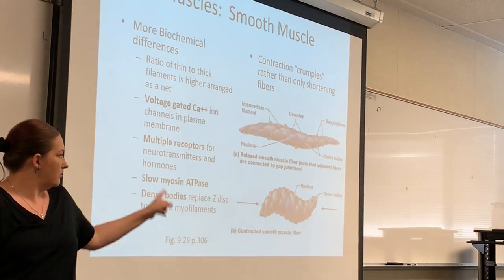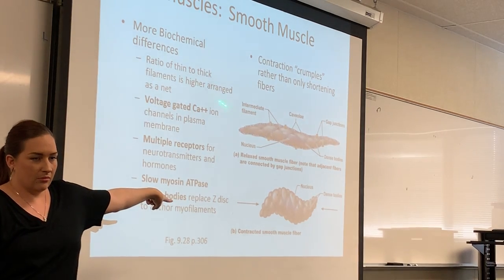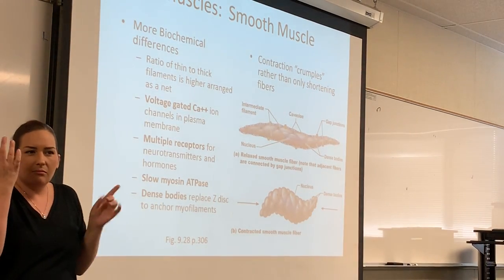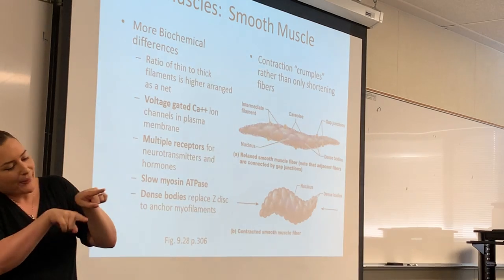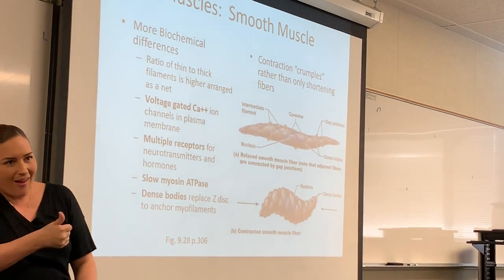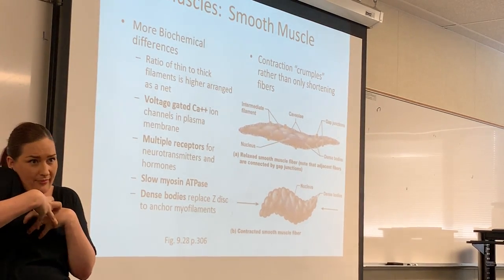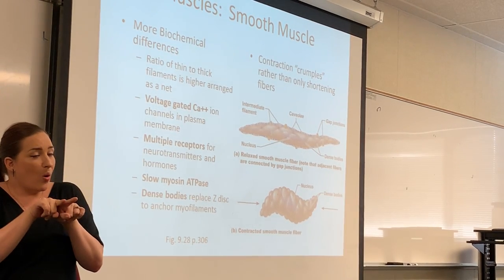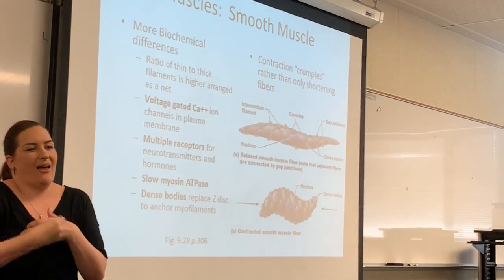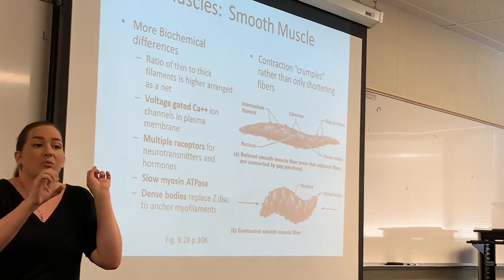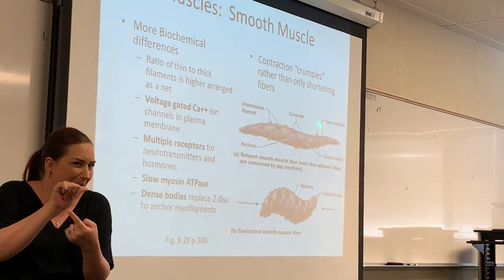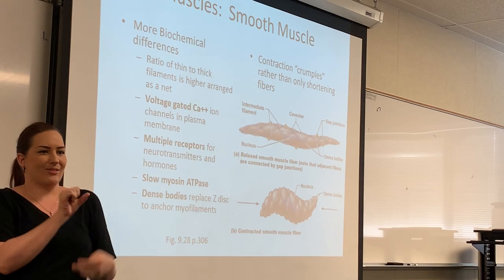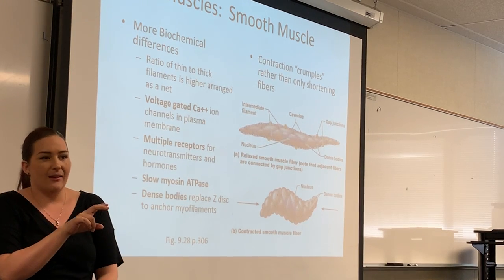Okay, so you've got voltage-gated calcium channels in the plasma membrane. Calcium comes in from the outside and then opens the sarcoplasmic reticulum. The usual, the same as cardiac muscle. Calcium comes in from the outside and opens the sarcoplasmic reticulum. Okay? And smooth muscle responds to multiple neurotransmitters, including acetylcholine.